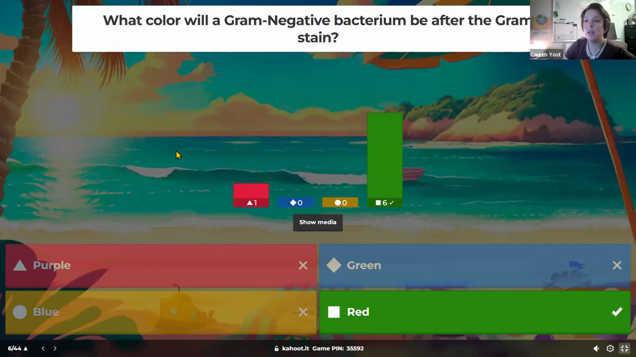So gram negatives will get decolorized by the ethyl alcohol. And then when we counter stain them, if we're doing the stain properly, they should be red. Yeah, let's go on to the next thing.